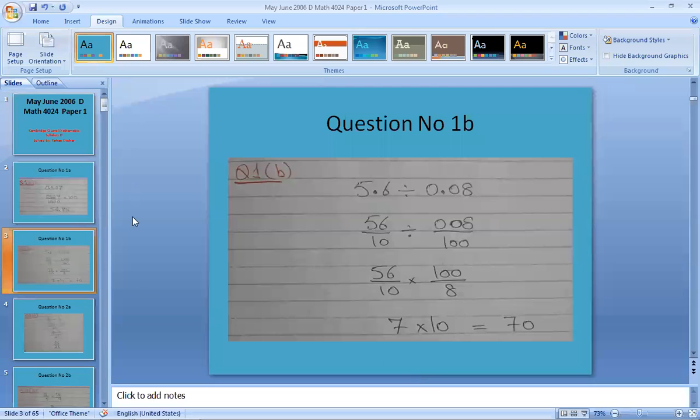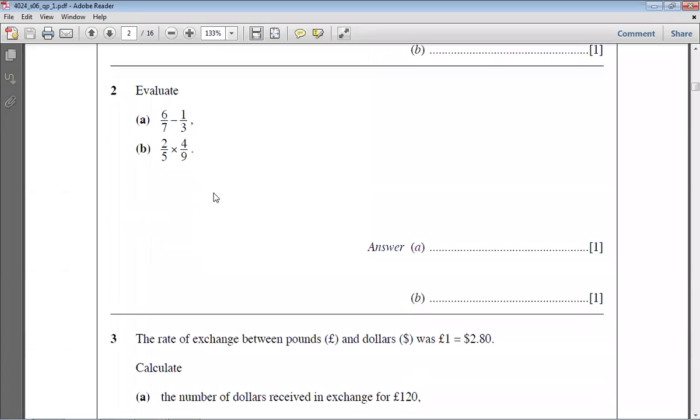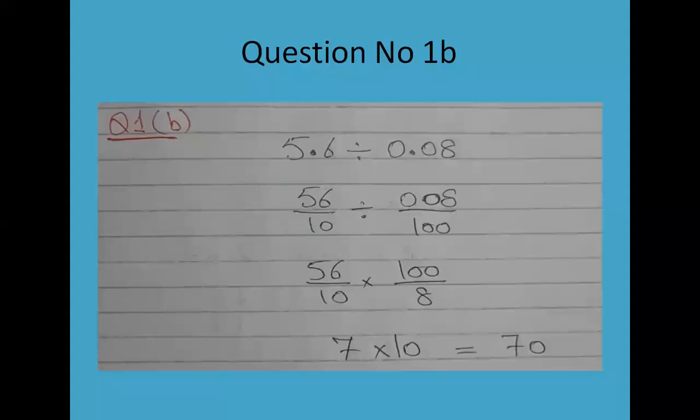Okay, so let's go to the next part. Question number 2 coming up on your screen. It says 6 by 7 minus 1 by 3. And the B part is 2 by 5 multiply 4 by 9. So these are the two parts. We have to evaluate them. So let me show you.